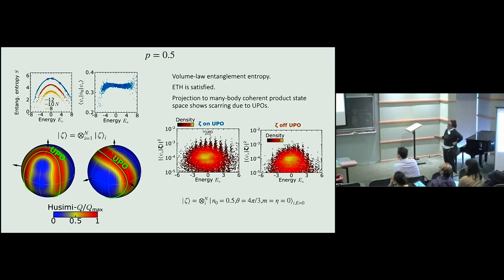Eigenstate expectation values show that ETH is actually satisfied. However, when we take certain states from here, you see two of them on these spheres, we still see, when we look at the Husimi distributions with respect to many-body coherent states, some scarring properties, and those are matching with the unstable periodic orbits. Let me just note how we're constructing this. Before, we were sticking with the coherent states. We're still sticking with it, but in this particular case, it is the tensor product of coherent states at each site. So I call this a many-body coherent state.